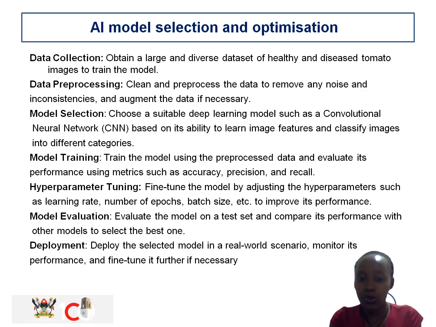Hyperparameter tuning. What do we do in here? This is fine-tuning the model by adjusting the hyperparameters such as learning rate and number of epochs. Like here, you tune your model. If you train it and you see it is learning at a slower rate, you need to adjust it so that it can learn things at a higher rate, so we can deal with the time complexity.